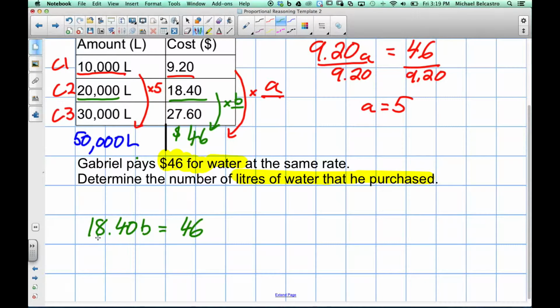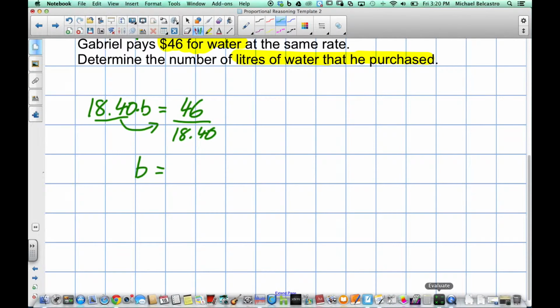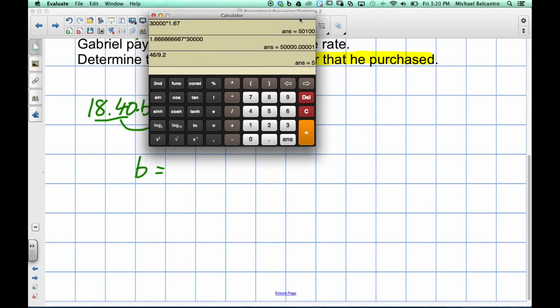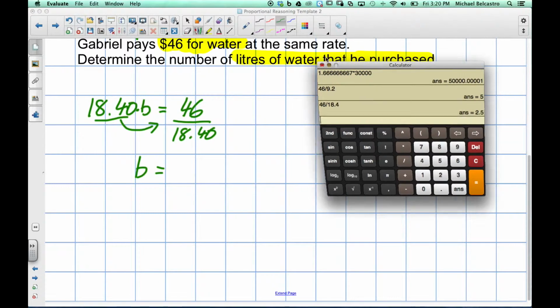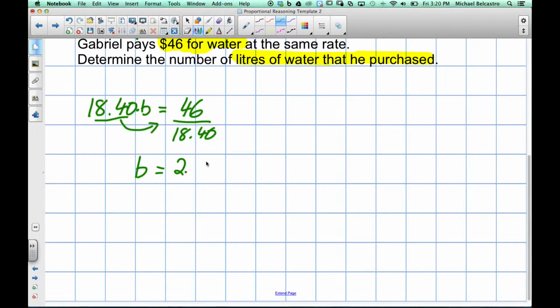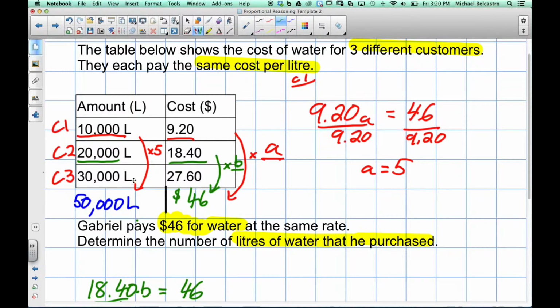Now, a lot of times what they'll say is we're kind of moving this to the other side. Because it's multiplication on this side, we divide on the right side of the equation. It's still the same idea as we talked about in the first one. It's just another way to describe it. So when you do that, you're left with b on the left side, and we've got to figure out what this value is. Okay, so we take our 46 and divide it by our $18.40. It gives us a value of 2.5. So b is 2.5. So our constant of proportionality is 2.5.